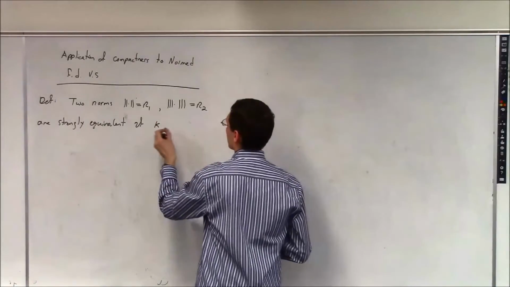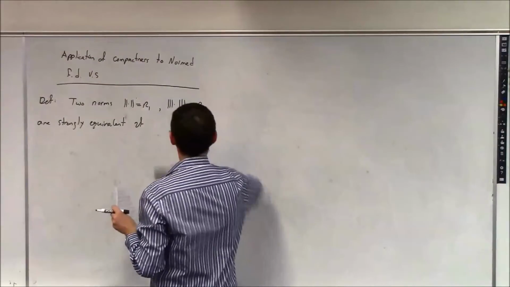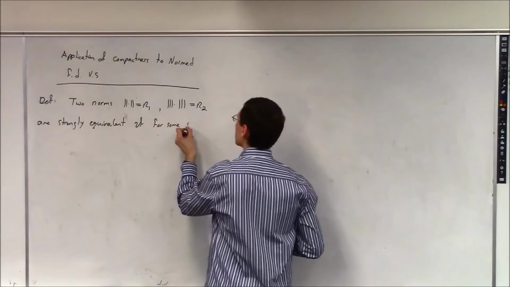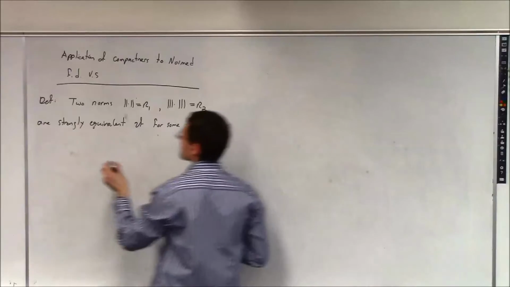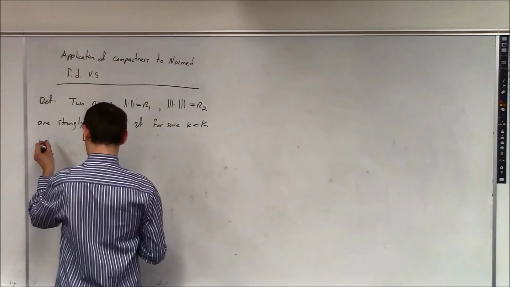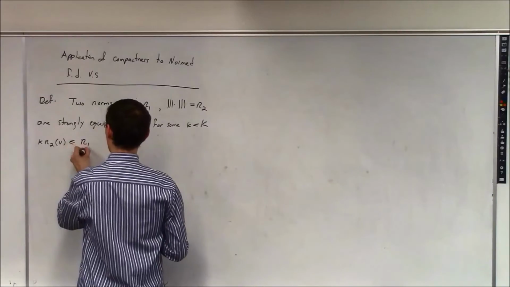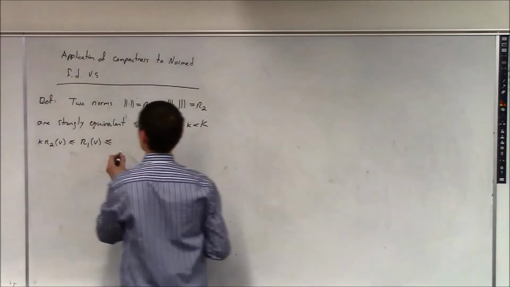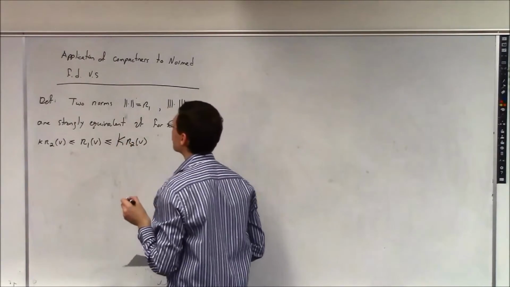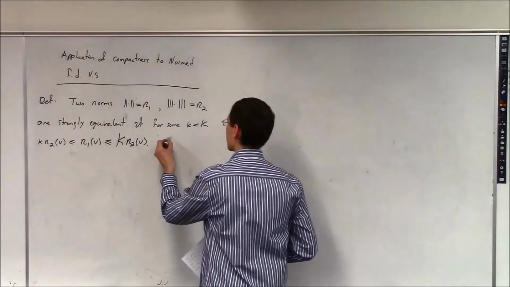there exist some little k less than big K such that little k times n2 of v is less than or equal to n1 of v, which is less than or equal to big K times n2 of v, for all v.